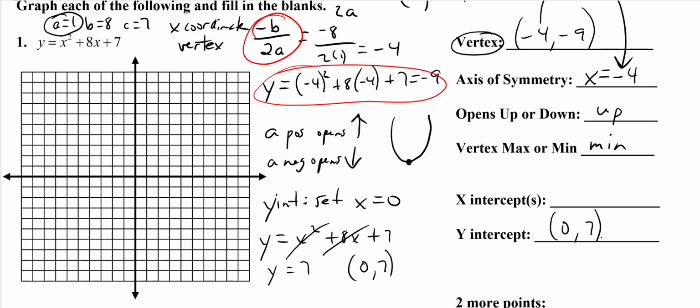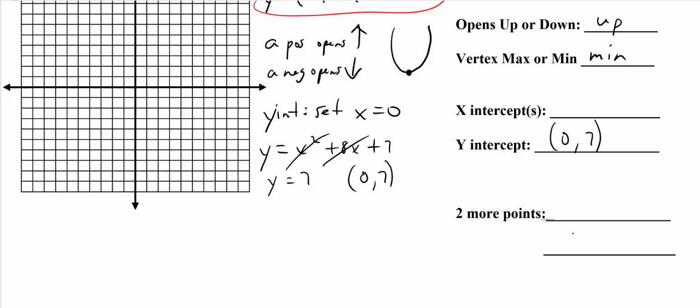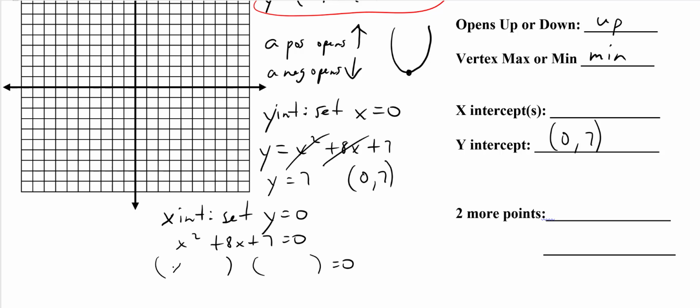Okay? It's pretty easy. The x-intercept is a little more challenging. What I'm going to do for the x-intercept is set the equation equal to 0, because y is equal to 0. So let me put this down here. This is to find the x-intercept. I'm going to set y equal to 0. So we did these problems yesterday, I believe. If I do that, I get x squared plus 8x plus 7 equals 0. And then you factor that. So it's going to be 7 and 1, plus 7 and plus 1.